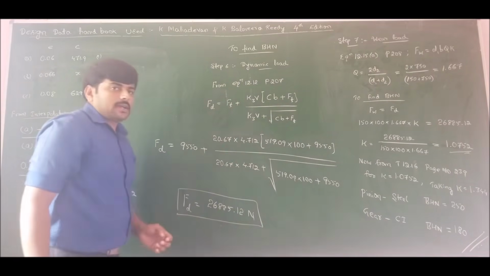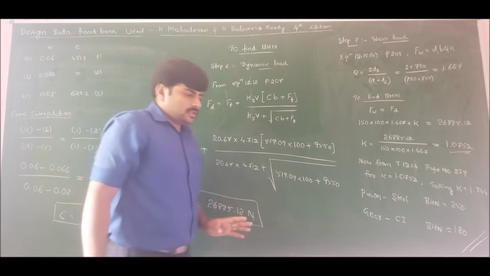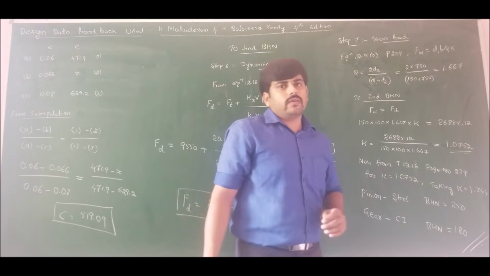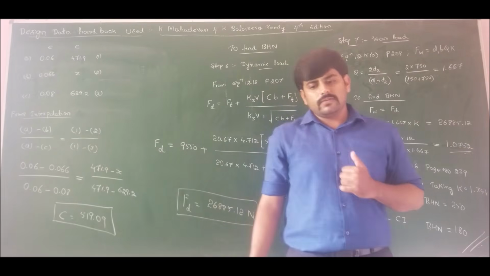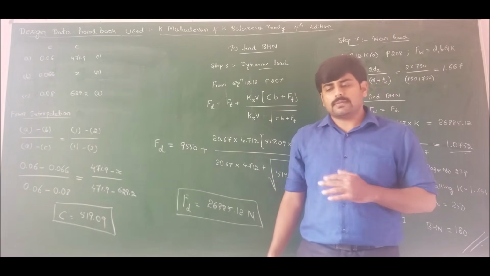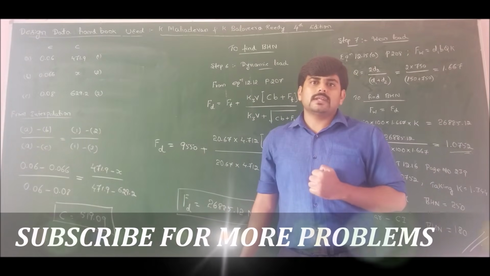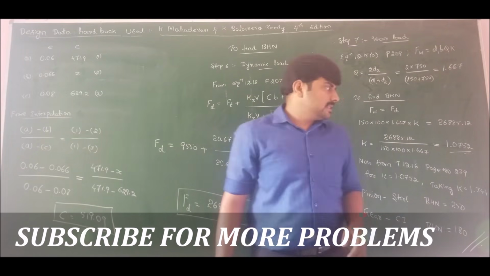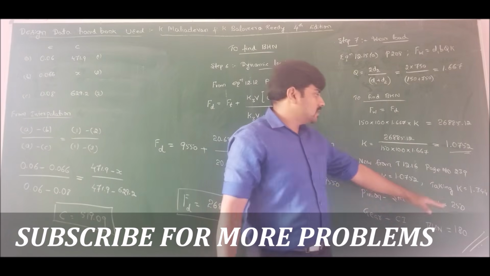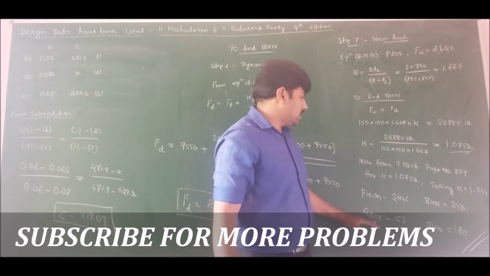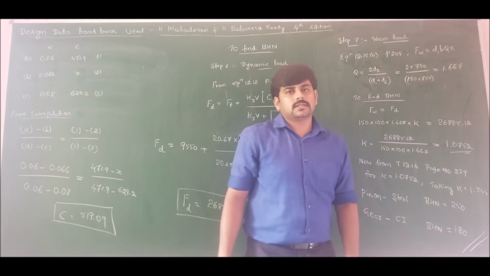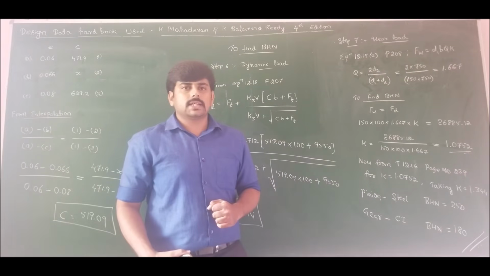So this completes the design of the spur gear. In part 1 we determined the module and the factor of safety. The module is around 10 millimeters and the factor of safety is 1.655, whereas the BHN for the pinion is 250 and the BHN for the gear is 180. So that's all from this lecture. Thank you.